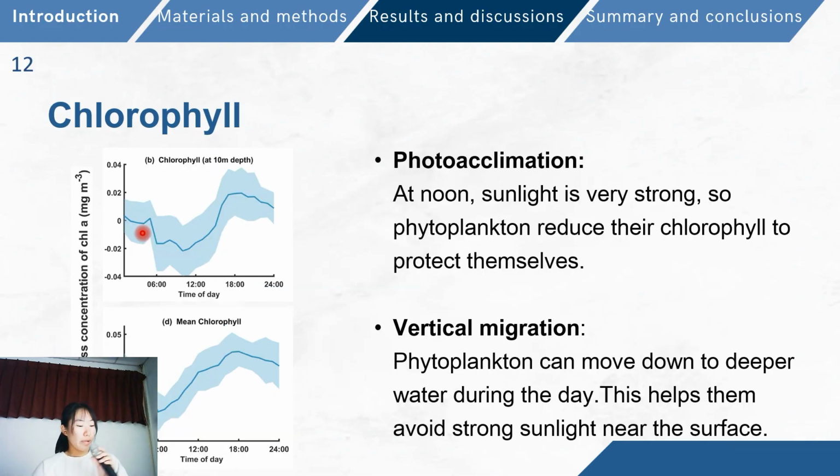So there are the main measurements. There are two major reasons. First is photoacclimation. At noon, sunlight is very strong, so phytoplankton reduce their chlorophyll to protect themselves. They do this to avoid damage from too much light, which is called photoinhibition. Even though chlorophyll decreases, photosynthesis can still continue.